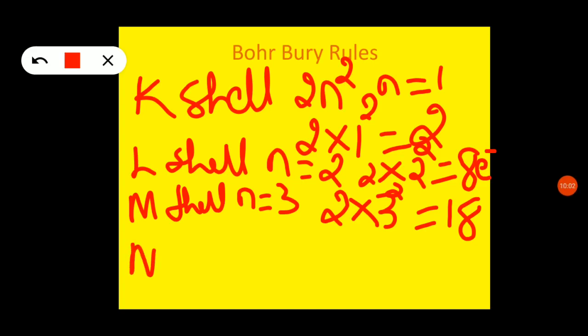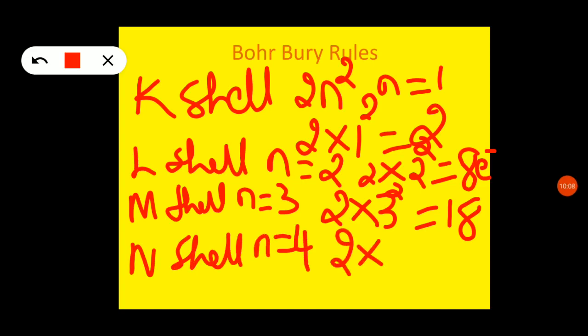And in the N shell, that is n equals 4, 2 into 4 squared, you will get 32. That is, you can fill a maximum of 32 electrons in the N shell, or the 4th orbit.